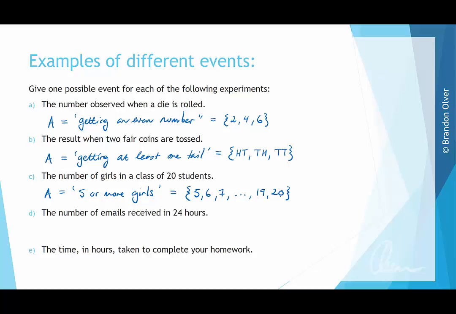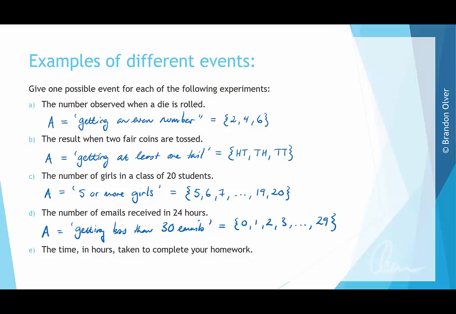For part D, we want the number of emails received in 24 hours, and we want an event for that. So our event A could be getting less than 30 emails. Here we need to be careful. It doesn't say less than or equal to 30 emails. So we could get 0 emails, 1, 2, 3, on and on and on, up to 29.